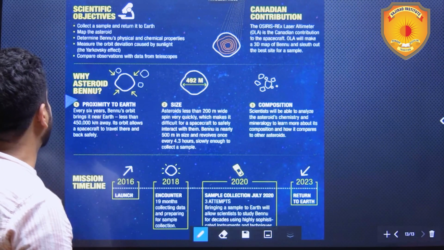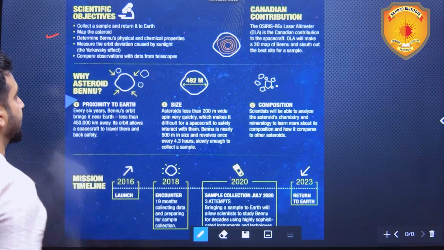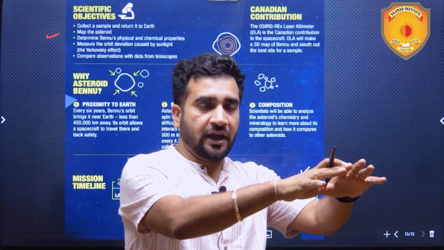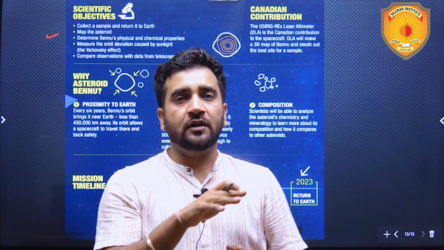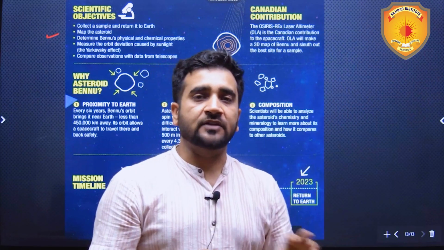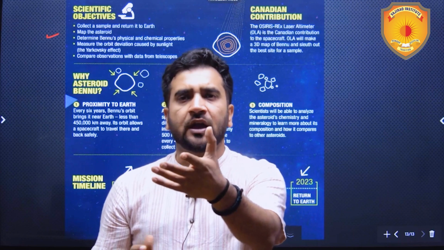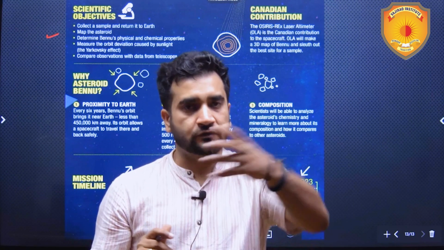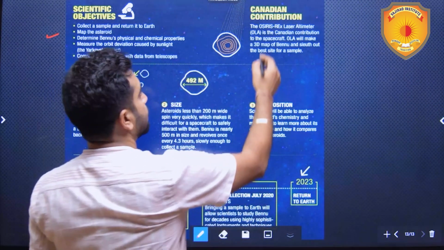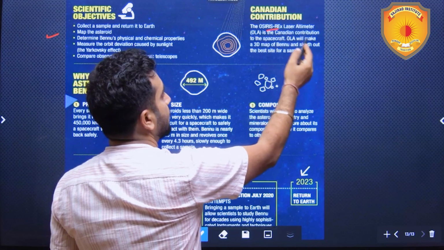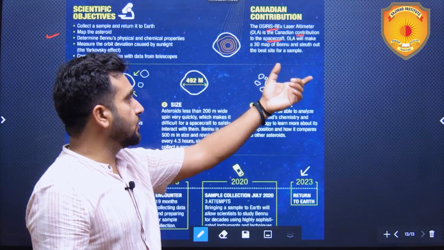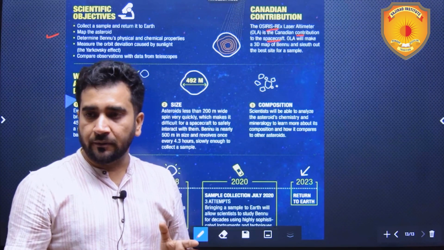Now let us look into it. Scientific objectives: collect a sample and return to Earth, and map the asteroid, because when Osiris-Rex went there and landed over there, for 6 years it was not only collecting the samples, but it was also mapping that asteroid. And it was actually a Canadian Space Agency's instrument which was responsible for the mapping. The Canadian contribution in Osiris-Rex, the laser altimeter OLA, is the Canadian contribution to the spacecraft. OLA will make a 3D map of Bennu and sleuth out the best site for the sample.